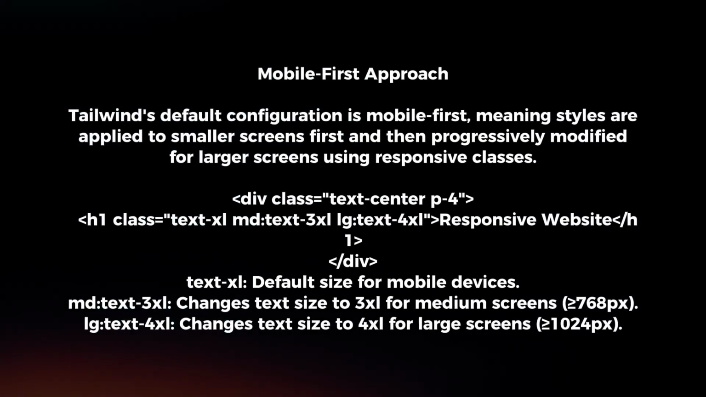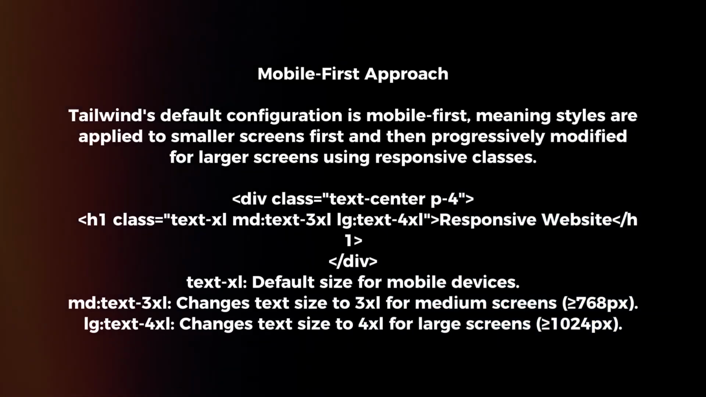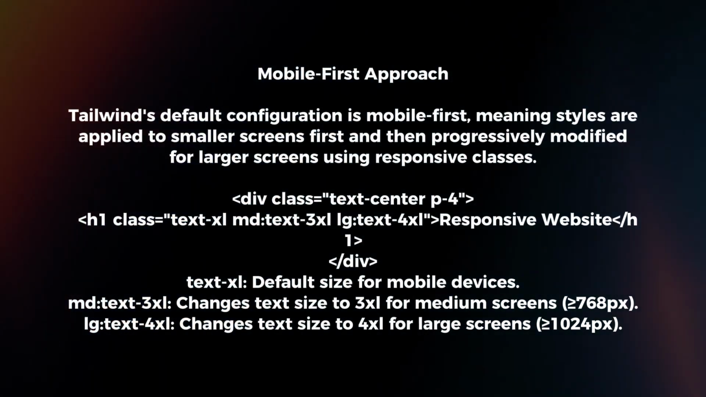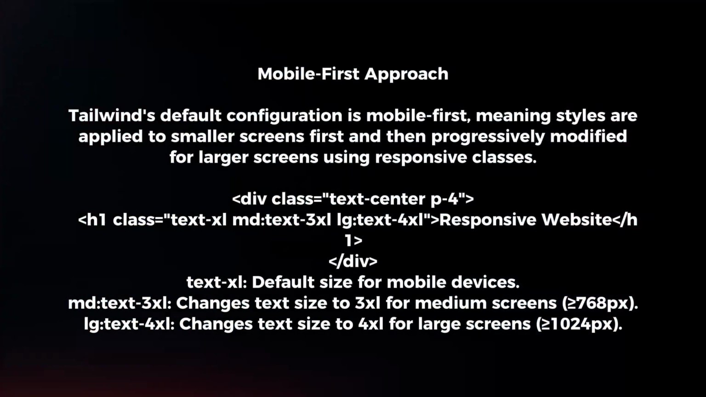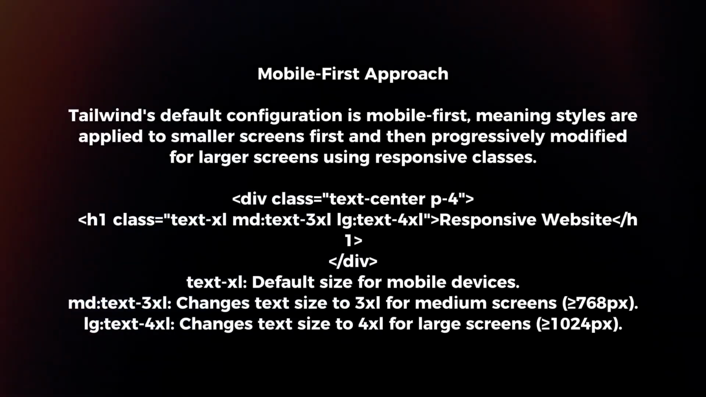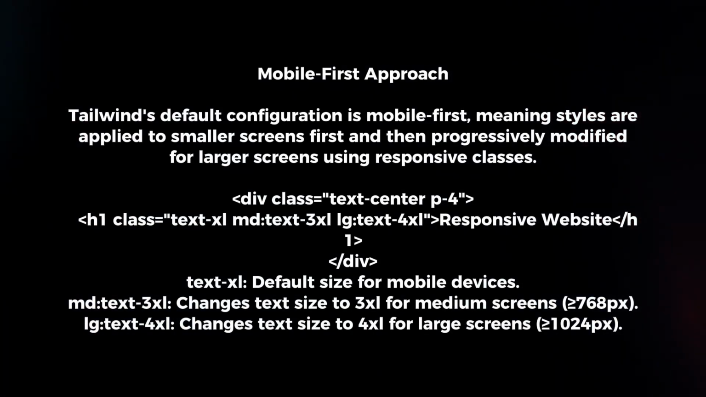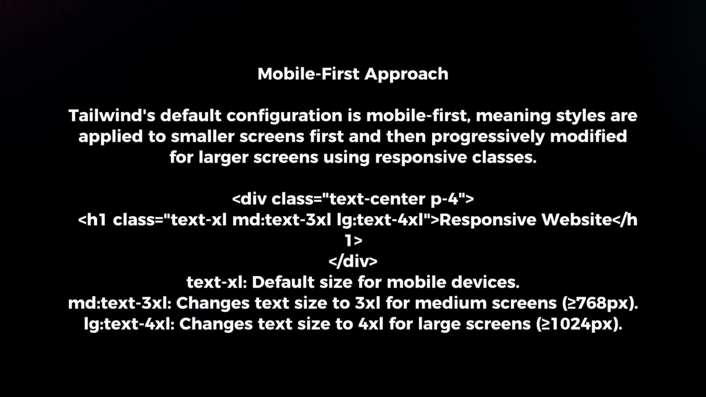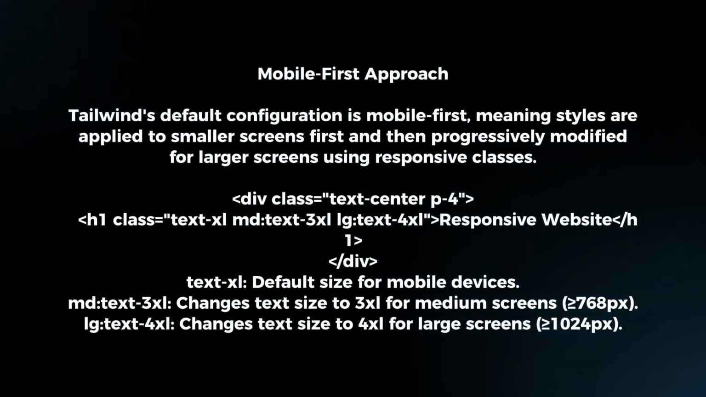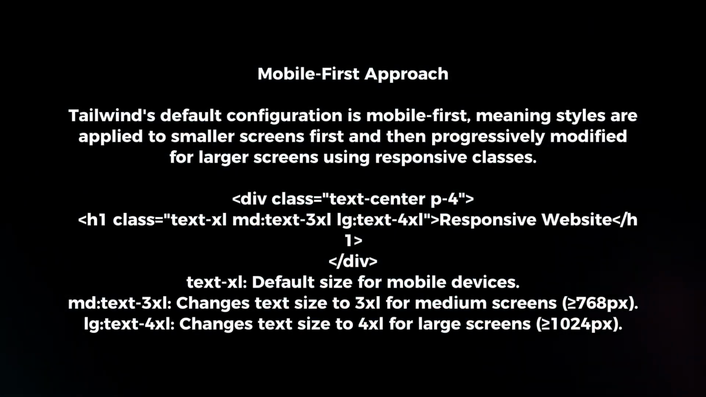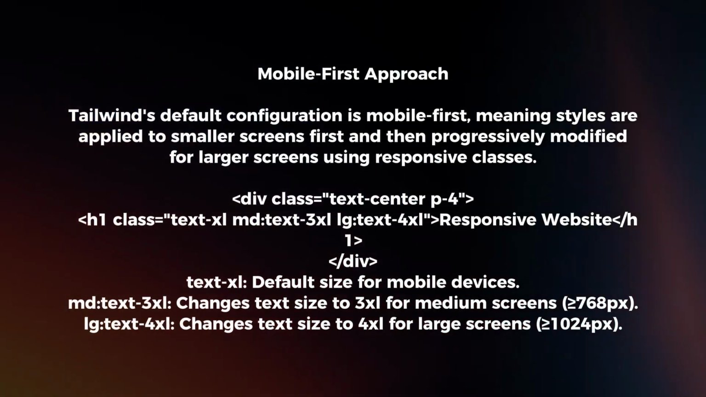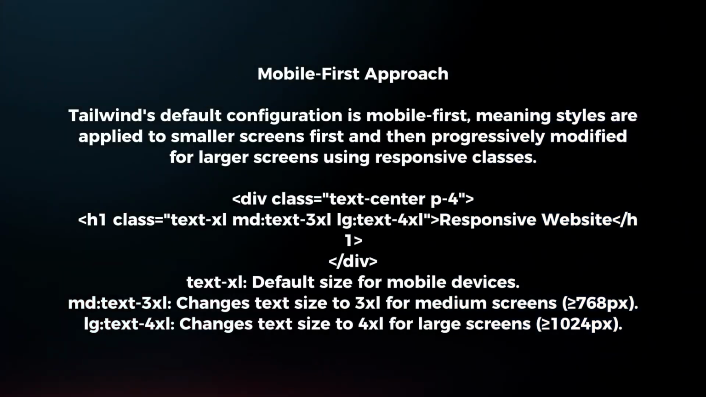Mobile-first approach. Tailwind's default configuration is mobile-first, meaning styles are applied to smaller screens first and then progressively modified for larger screens using responsive classes. text-xl: default size for mobile devices. md:text-3xl: changes text size to 3XL for medium screens. lg:text-4xl: changes text size to 4XL for large screens.